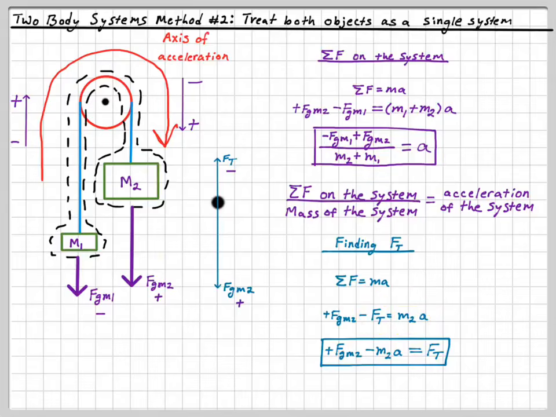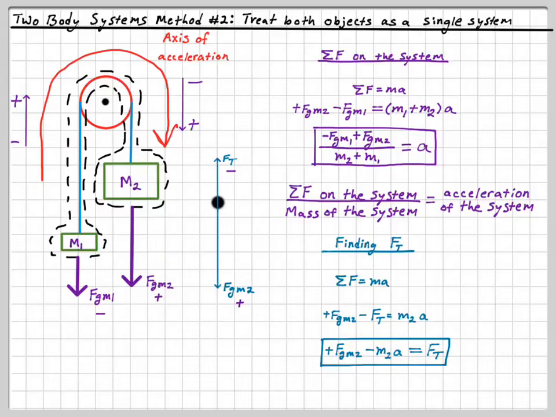And we know that we're probably going to be given the value of M2, so we can multiply that by the gravitational field strength to find force gravity, given M2. Over here we found acceleration, so we've got acceleration. So by plugging in those values, we can solve for our force tension.